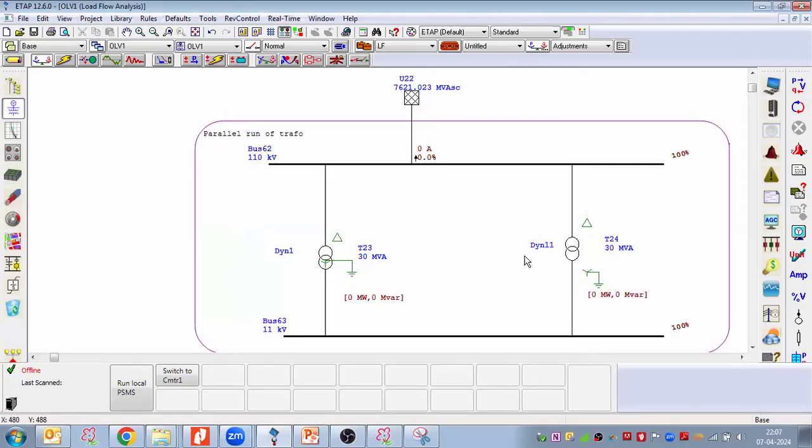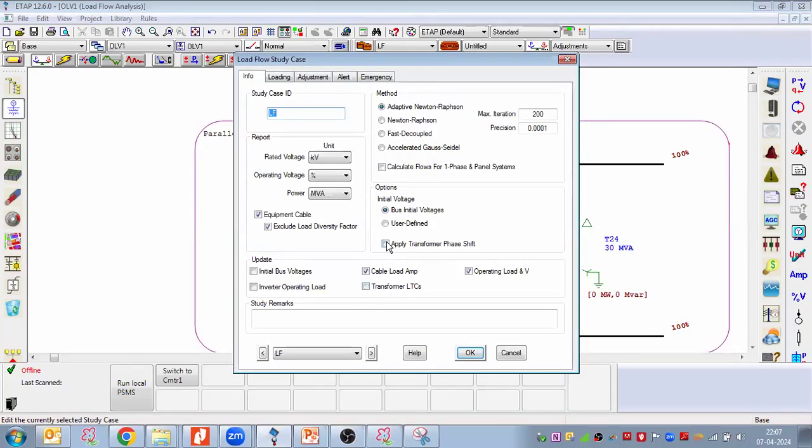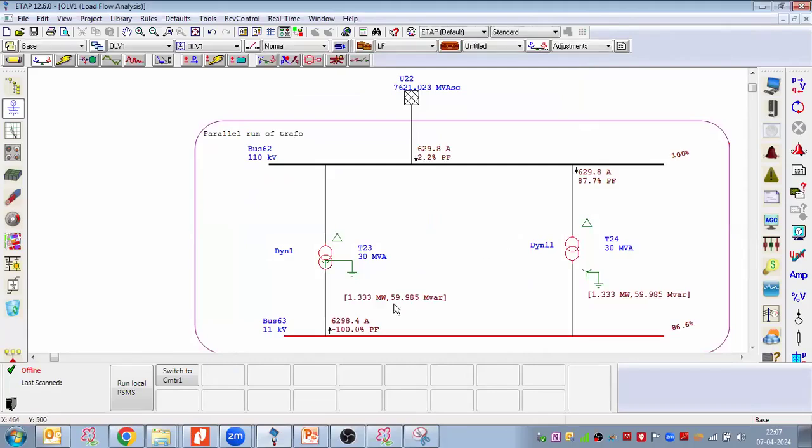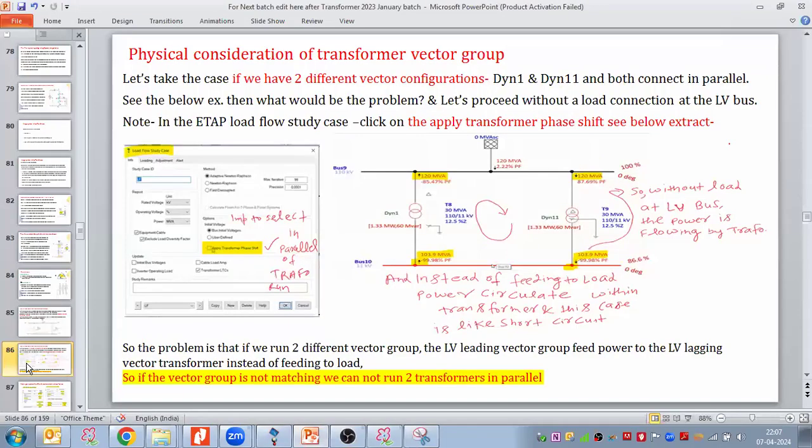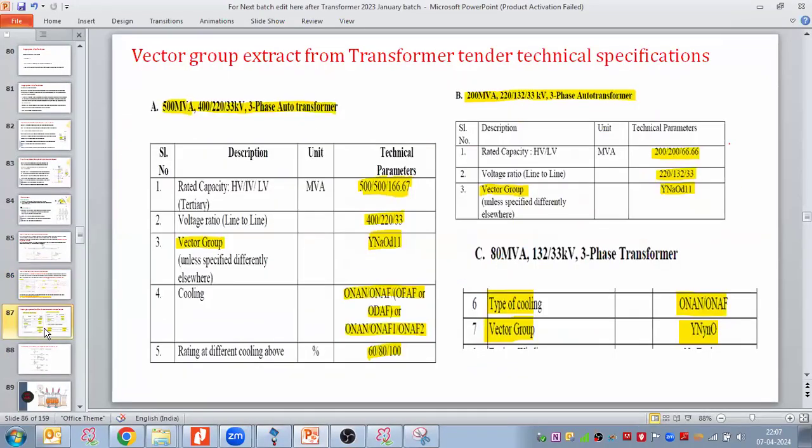If you see, I have taken two different conditions. But why was nothing happening? Because I had not selected this. So apply transformer phase shift, click on this, click OK, and then run. Then the result comes out. So this is the case that both transformers must have the identical vector group. Otherwise, one transformer will work as a load on the second transformer.